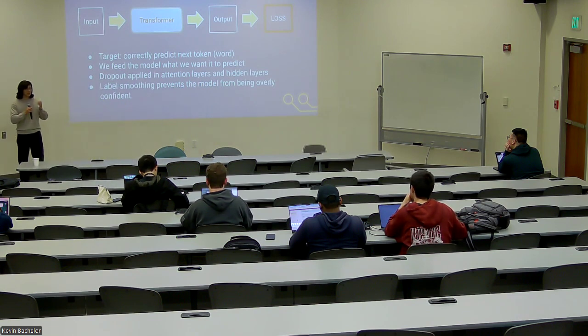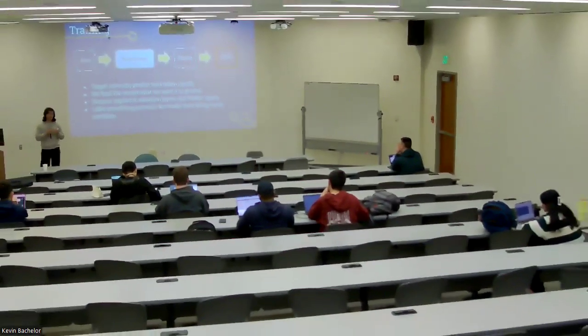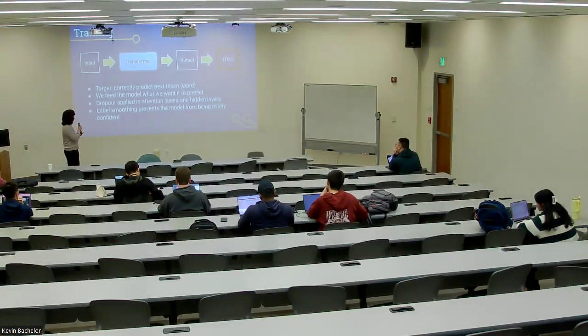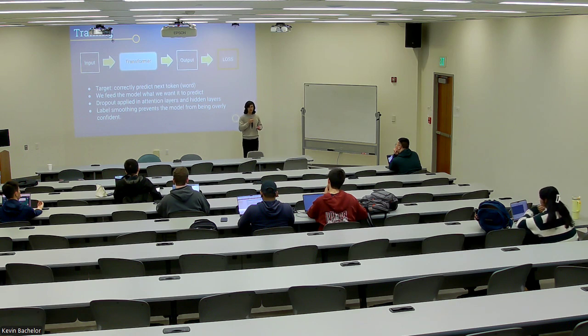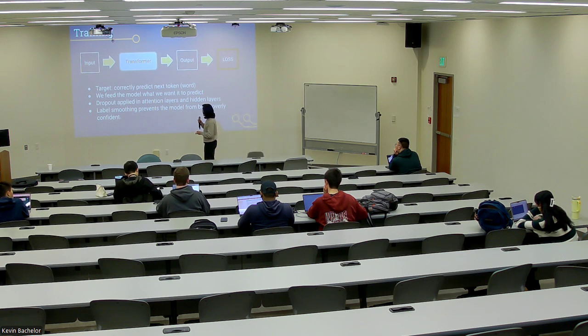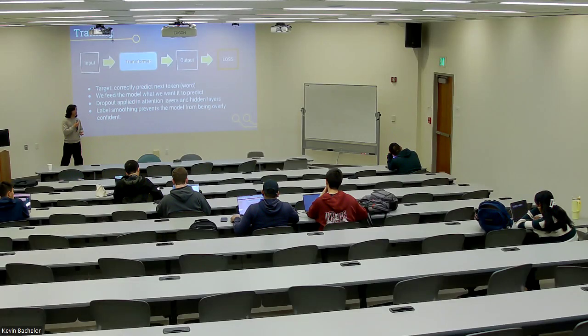But we want it to predict each next token, and we feed the model what we want it to predict. And then we apply dropout in attention layers and hidden layers. So basically what that means is knock out some neurons and try to make the model more robust. The attention layers are just applying attention to the strings of tokens that we have, and the hidden layers are just processing the data as you would in a regular neural network. And label smoothing prevents the model from being overly confident.